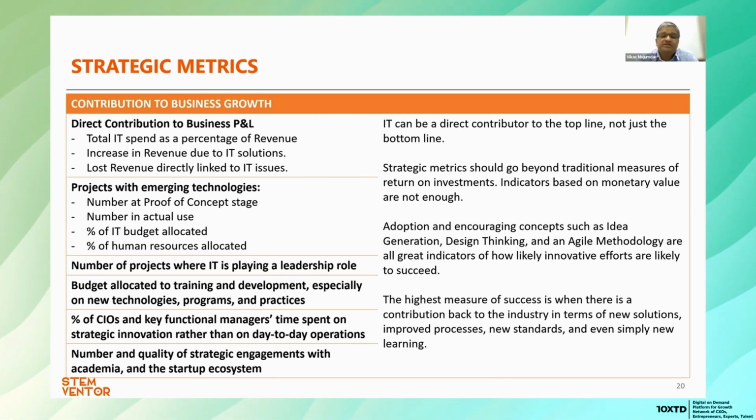Then the next one is budget allocated to training and development, especially on new technologies. Are we spending enough in getting our people trained? Because if you're not doing that now, then you're never going to get into the previous metrics where you actually lead projects or you actually do products and projects with emerging technologies if you don't train your people, right? And the next one is very similar, percentage of CIO time spent on strategic innovation. But more than that, the last one is very important.